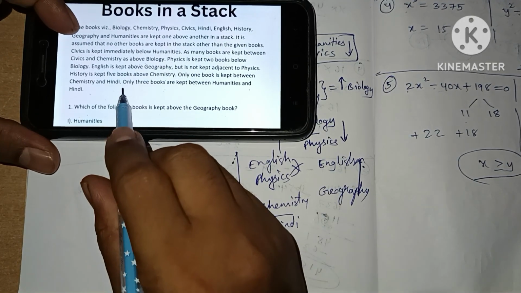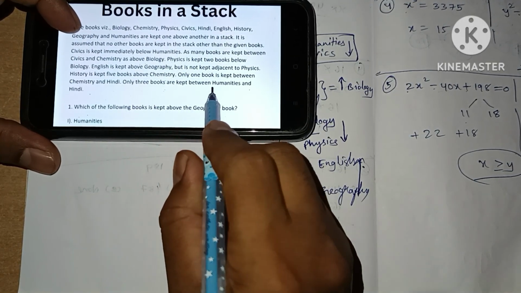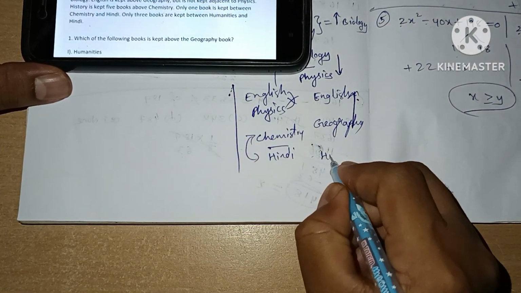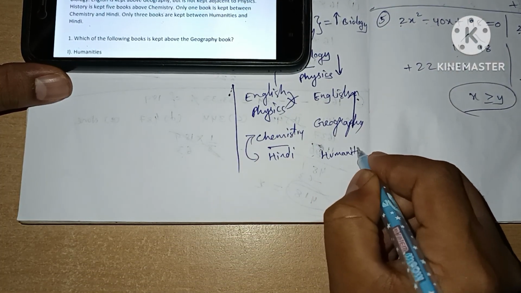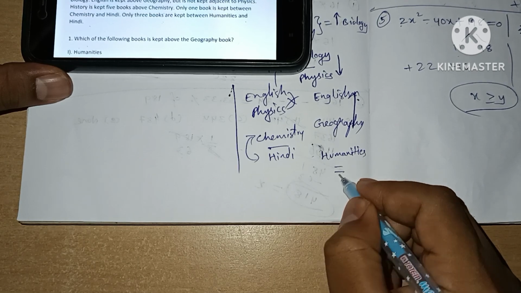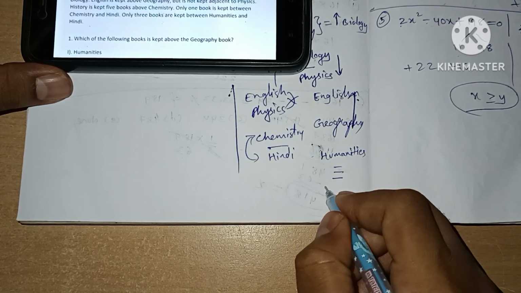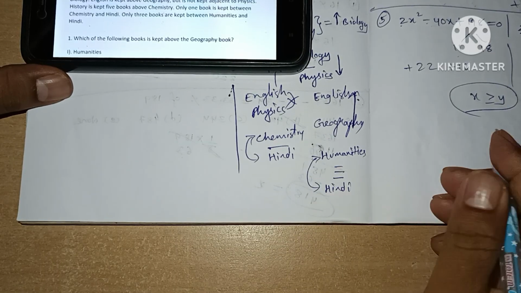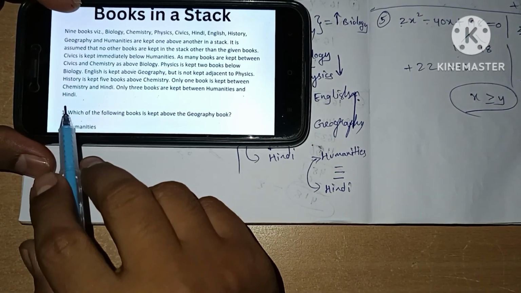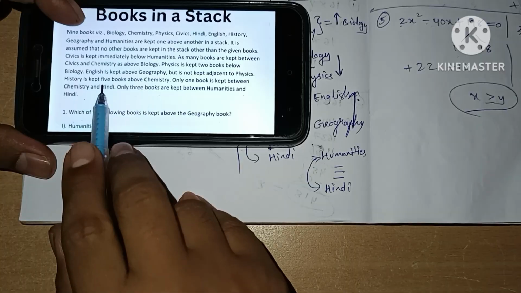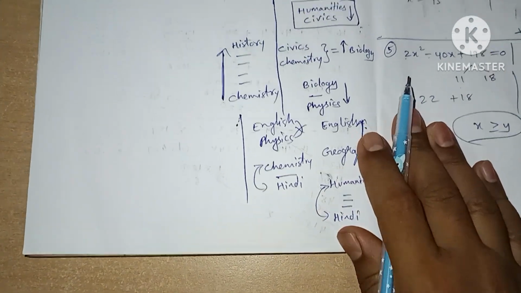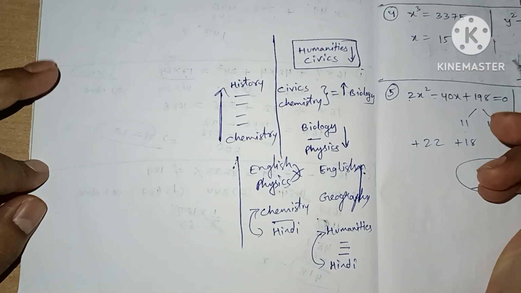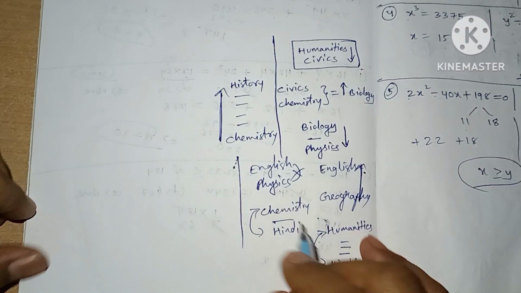Next. Only 3 books are kept between humanities and Hindi. Humanities and Hindi, 3 books kept between humanities and Hindi. By this we have completed our question. Let's start our question using these rough statements. So there are 9 books in a stack.